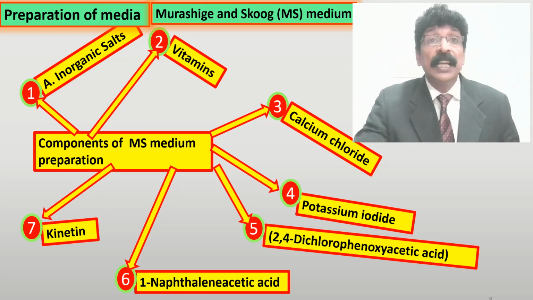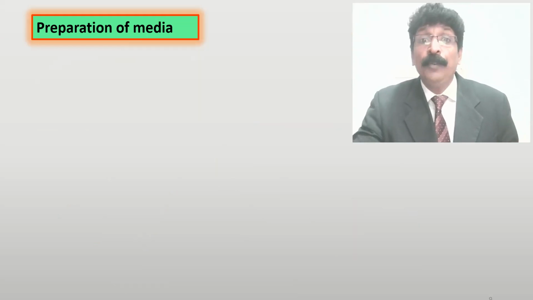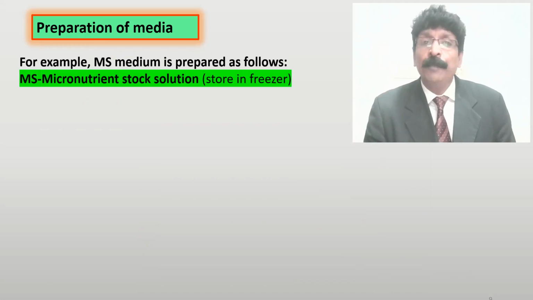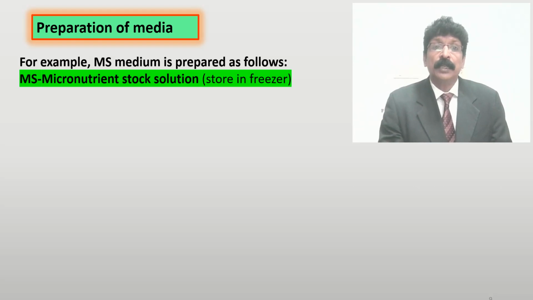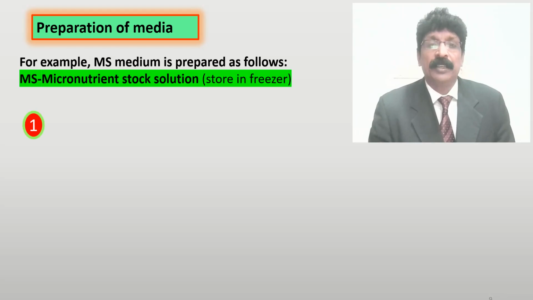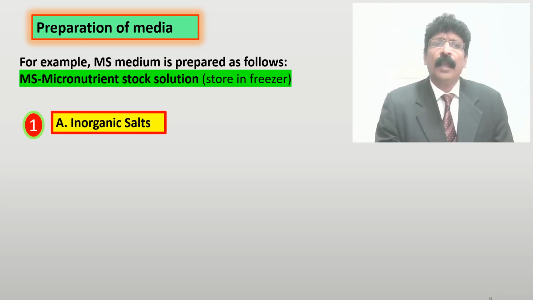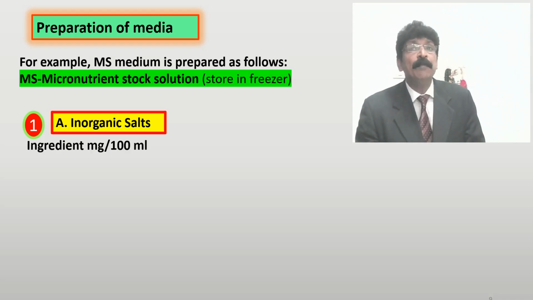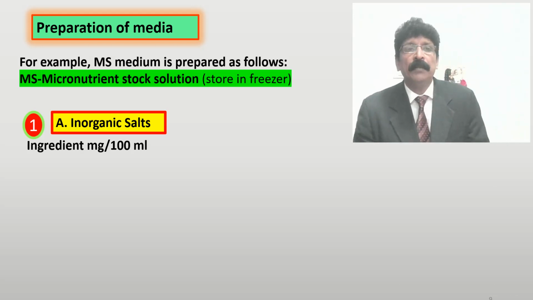The slides which I showed two slides before were a general idea. Now we will see in detail about the chemicals which we are using during preparation. For example, MS media is prepared as follows. Nutrient stock solution should be stored in the freezer, not refrigerator, in freezer. And you can see A is inorganic salts, ingredients in milligram per 100 ml. The numbers will be shown in milligram, in 100 ml you are preparing.